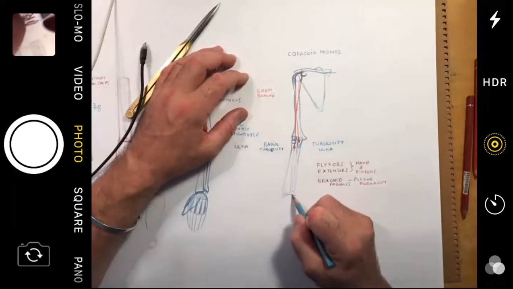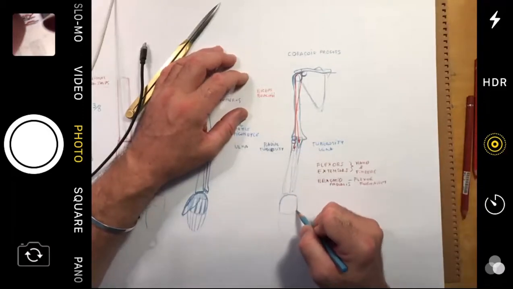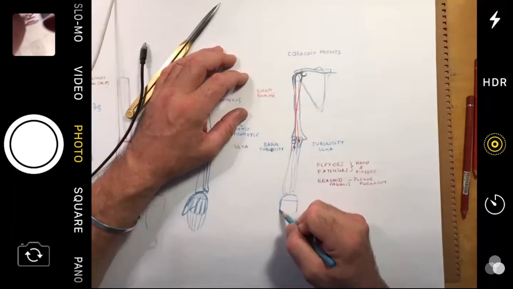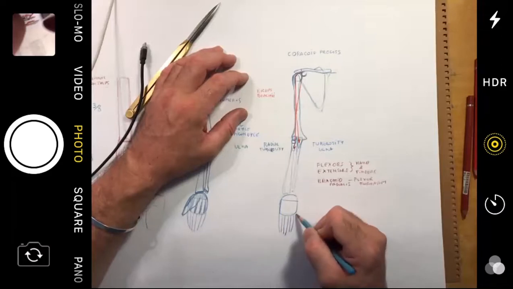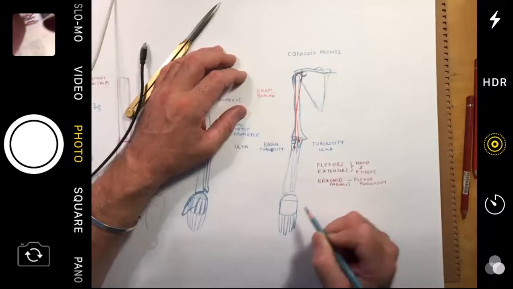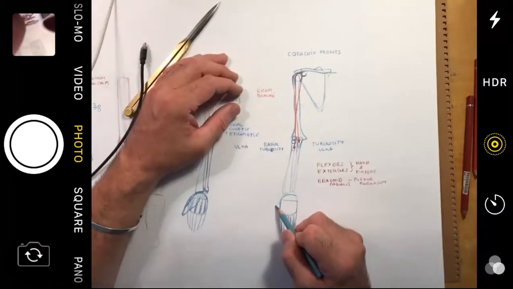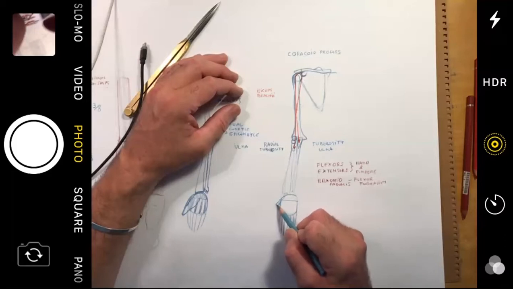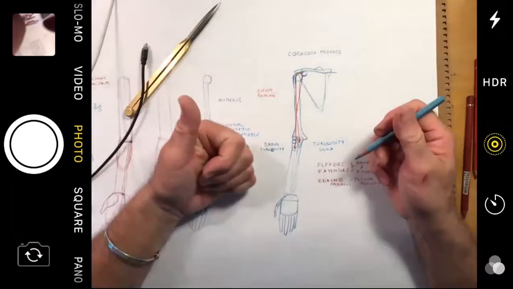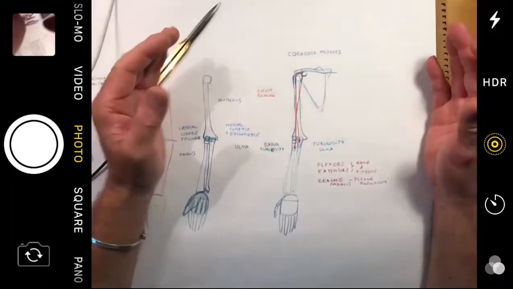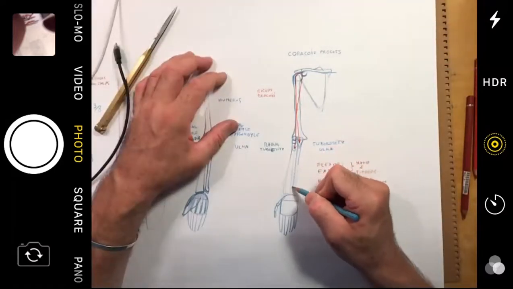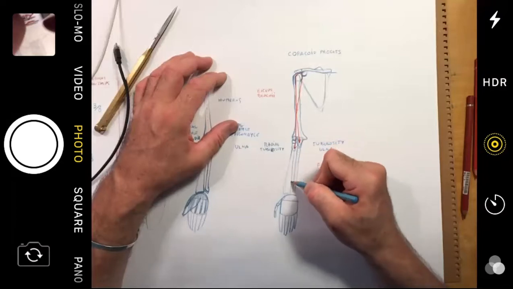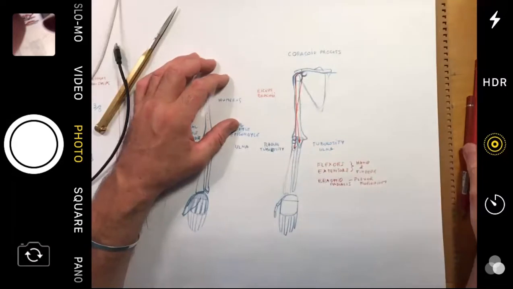So I want to give you a method to help you remember all of these muscle names, right? So the muscle names are very pragmatic, right? They tell what the muscle looks like, or what the muscle does, or where the muscle is, right? So basically meaning origin and insertion.